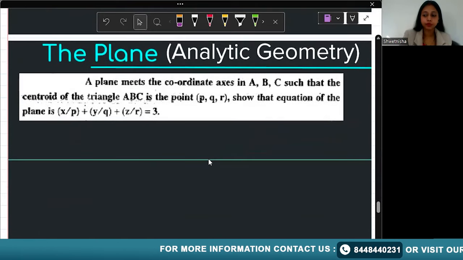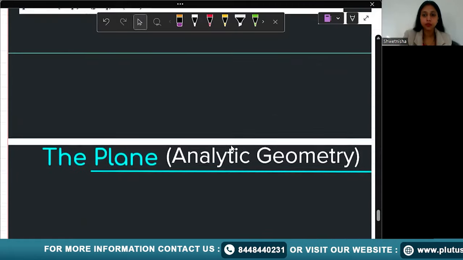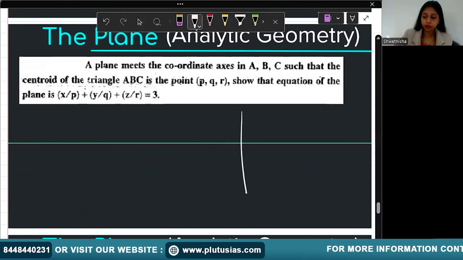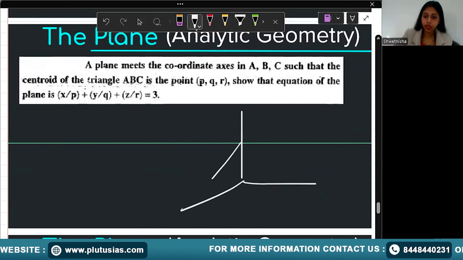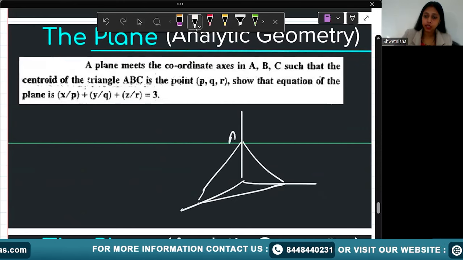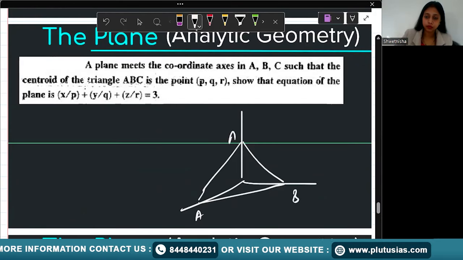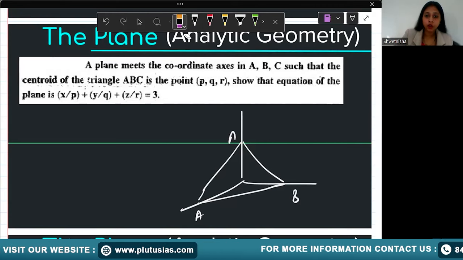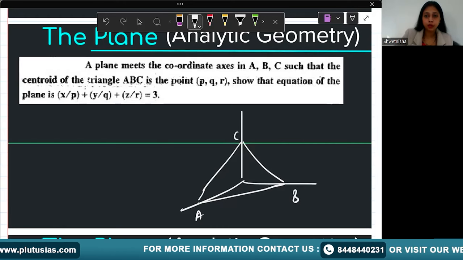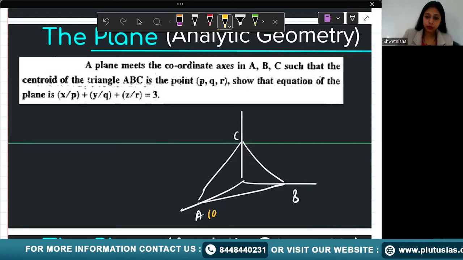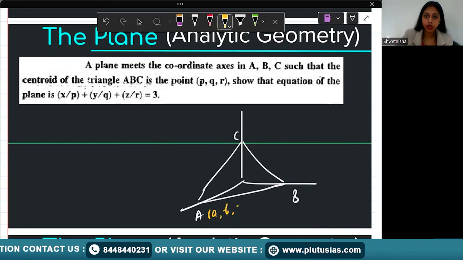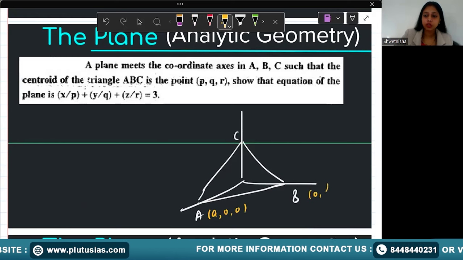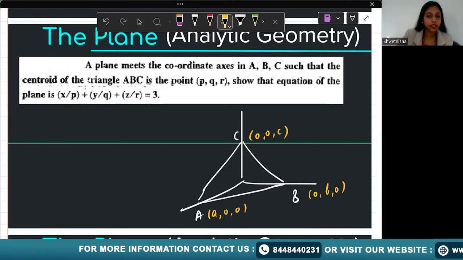Again, we have a question here, and with this one we'll finish. A plane meets the coordinate axes in A, B, C. So there is a plane which meets the axes in the points A, B and C, such that the centroid of A, B, C is the point P, Q, R. If I take these as A, 0, 0, these are actually the intercepts on the X axis, Y axis, Z axis. So A 0 0, 0 B 0 and 0 0 C. These are the three points.